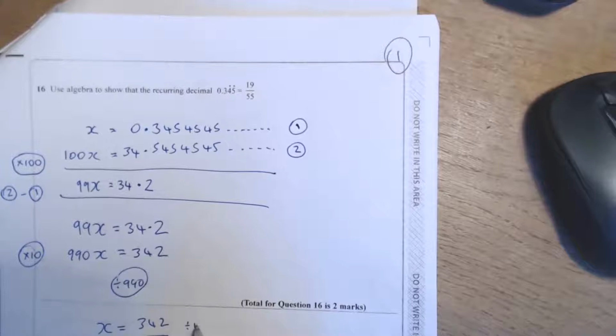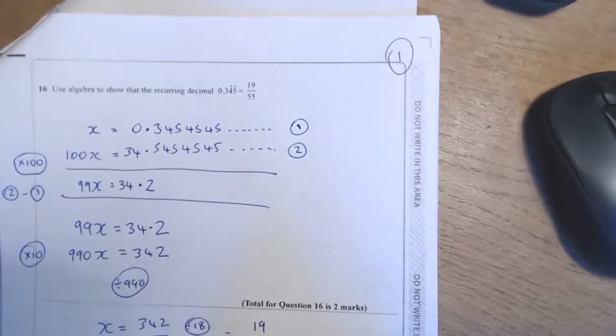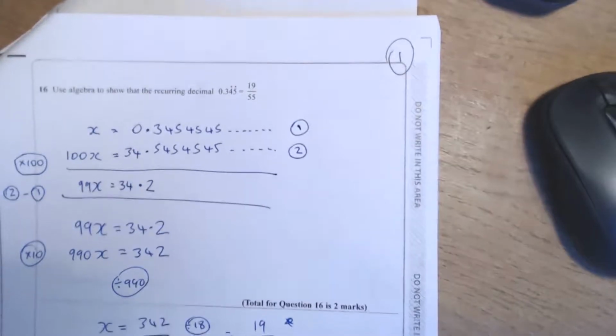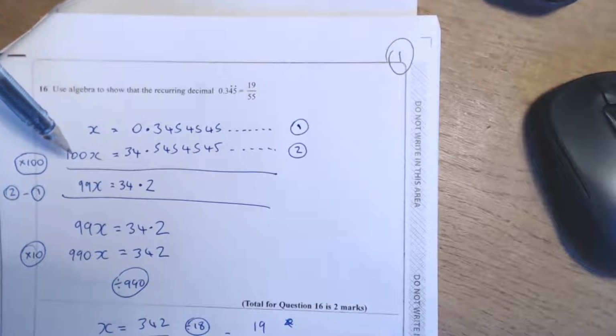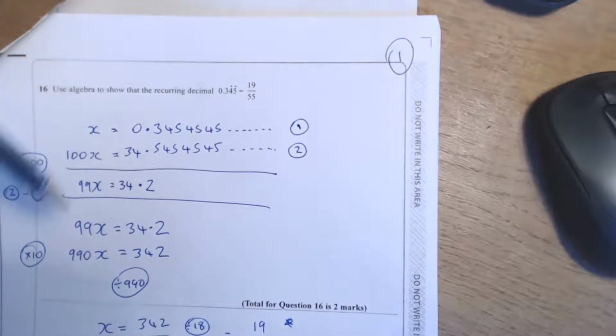So if we choose to divide both of those by 18, we get 19 over 55, which is what was required. Okay. So yes, Anna, if your tutor is getting you to multiply the first by 10 and the second by 1,000, we end up in the same place. So don't change a method that you're comfortable with, okay?